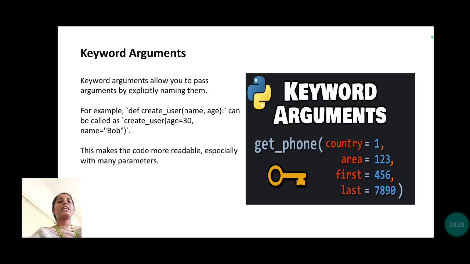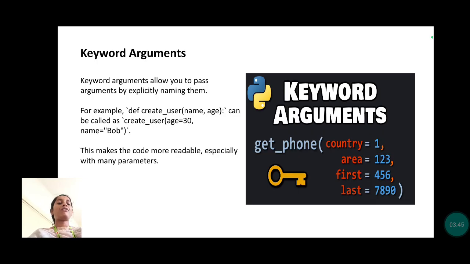Coming to the next one, keyword arguments. Keyword arguments allow you to pass arguments by explicitly naming them. For example, def create_user(name, age) can be called as create_user(age=30, name="Bob"). This makes the code more readable, especially with many parameters.